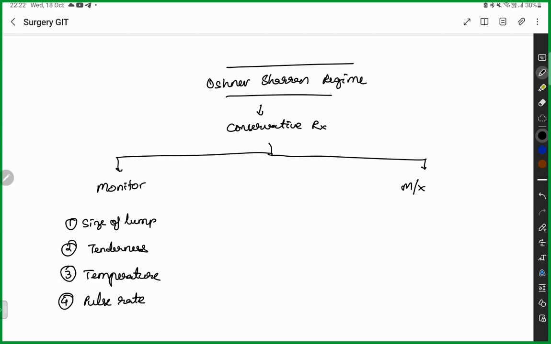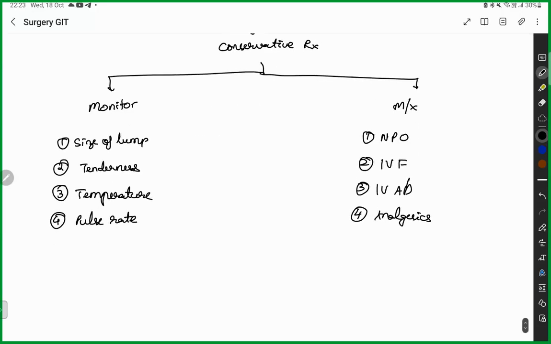And what are the 4 things which you are going to perform? Number 1, you're going to keep the patient NPO. Number 2, IV fluids have to be started. Number 3, IV antibiotics have to be given. And number 4, you're going to start analgesics. So you do 4 things in monitoring: size of the lump, tenderness, temperature, pulse rate. Again, I repeat, size of the lump, temperature, tenderness, pulse rate. Management: you're going to keep the patient NPO, give IV fluids, IV antibiotics, and analgesics. This is the management part.